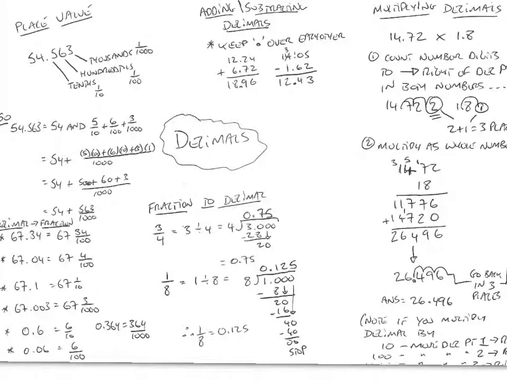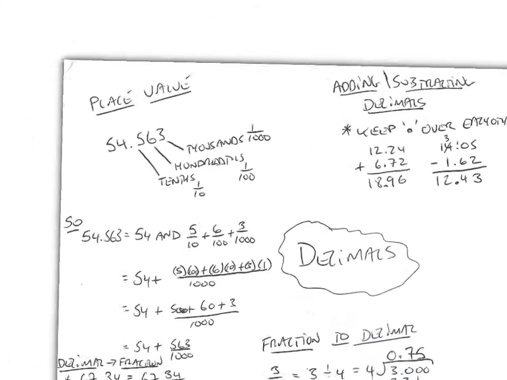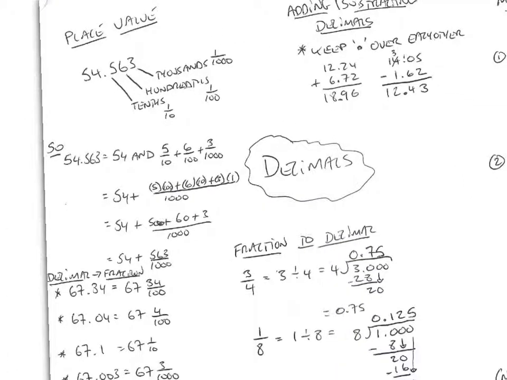Okay, so let's look at decimals, and I suppose we'll start by looking at place value. Basically it's looking at place value and how to convert a decimal to a fraction. If we have a number like 54.563, that's 54, the whole number, and this decimal part 0.563.